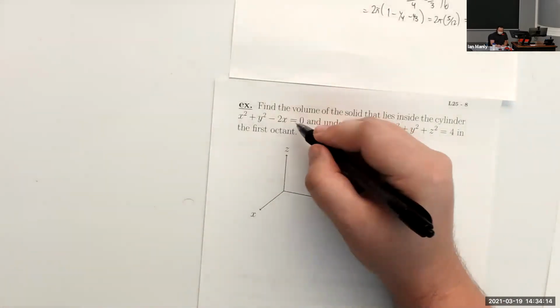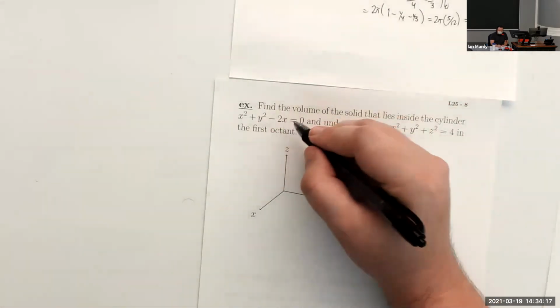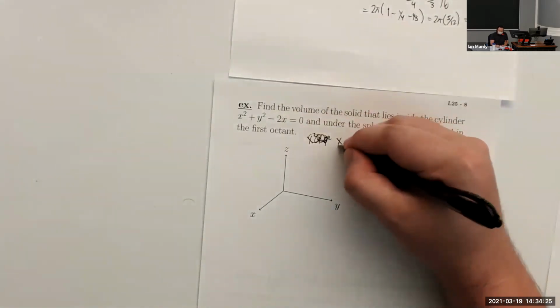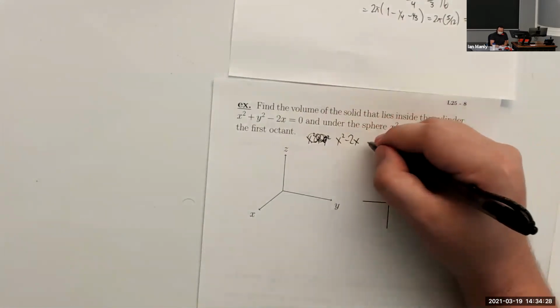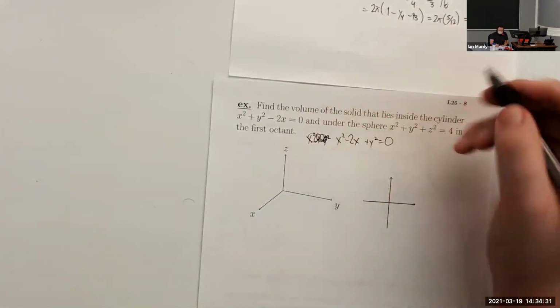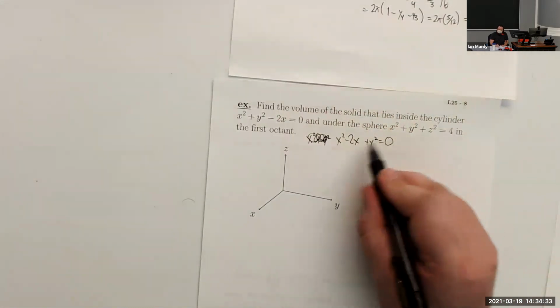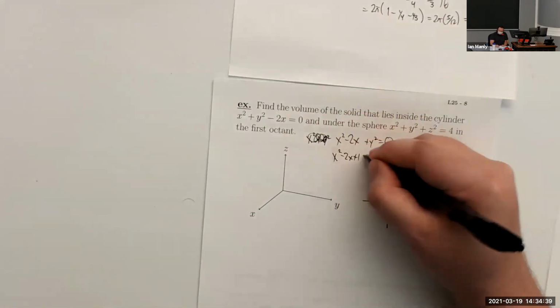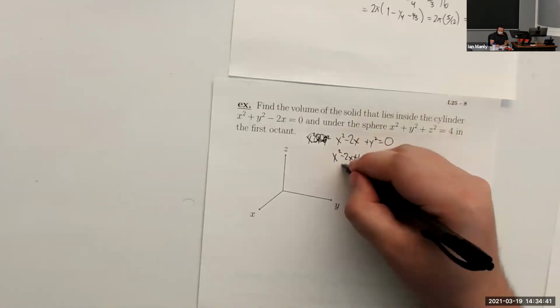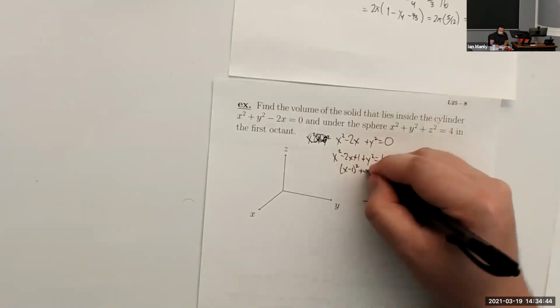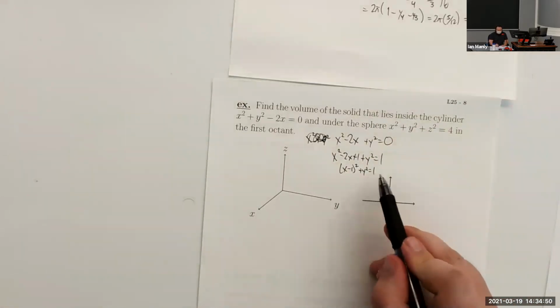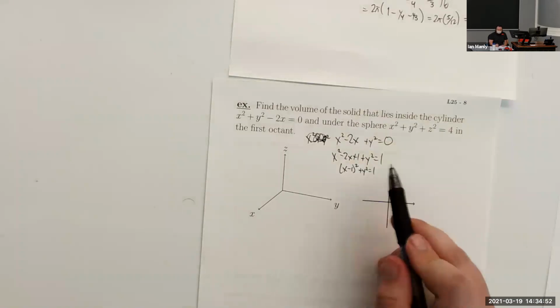All right, so to see where this cylinder is centered, I'm going to complete the square here. I'm going to group the x squared next to the negative 2x. So I have x squared minus 2x plus y squared. My magic number that I'm going to add to both sides to complete the square is 1. So I have x squared minus 2x plus 1 plus y squared is 1. And then this will turn into x minus 1 squared plus y squared is 1. All right, so in the xy plane, this describes a circle of radius 1 that's centered at the point 1, 0.